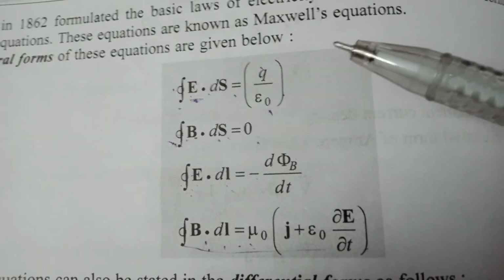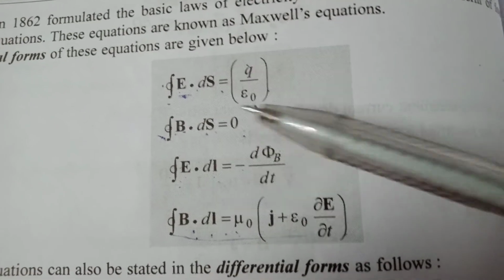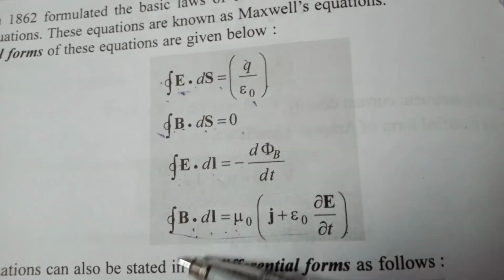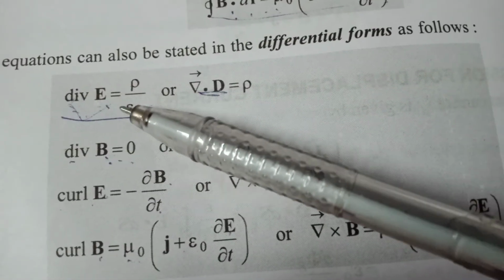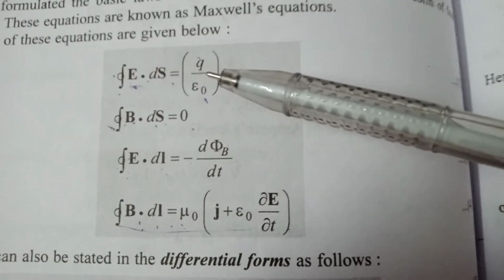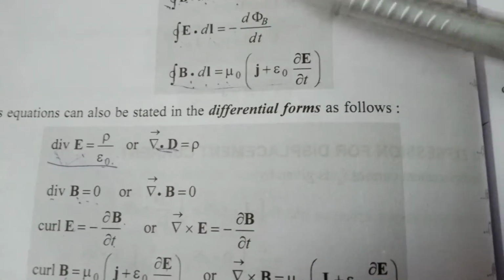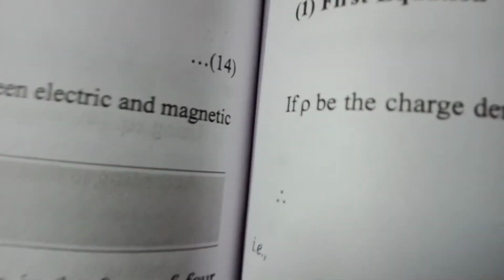So once again, Maxwell's equations in integral form, all integrals on the left hand side, Maxwell's equations in the differential form. Now we will derive the first equation from integral form to differential form. Similarly, second from here to here, and so on. So now the derivation.